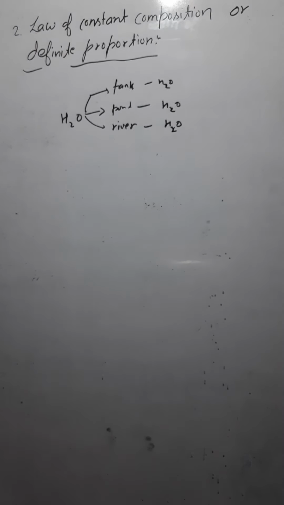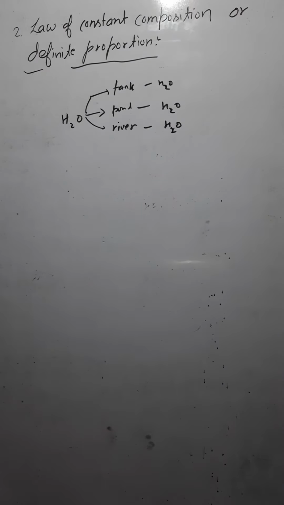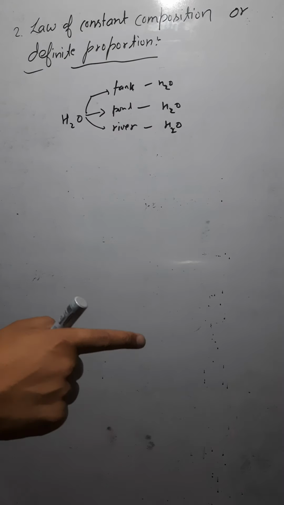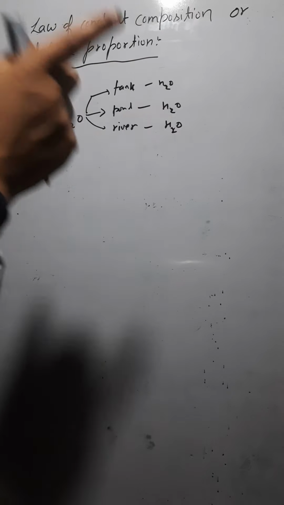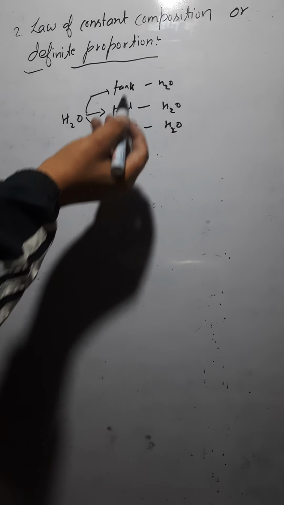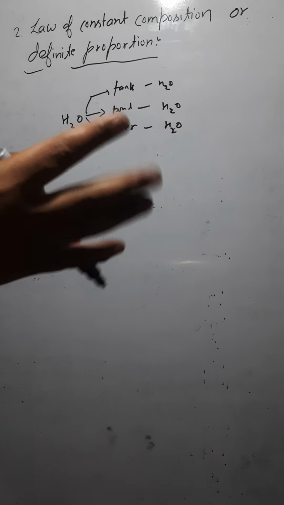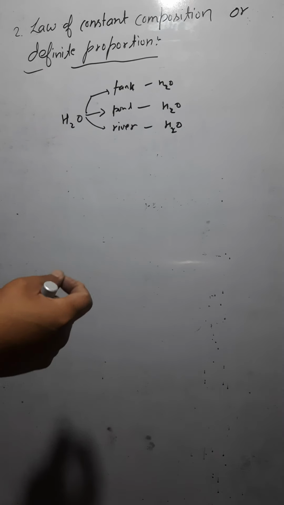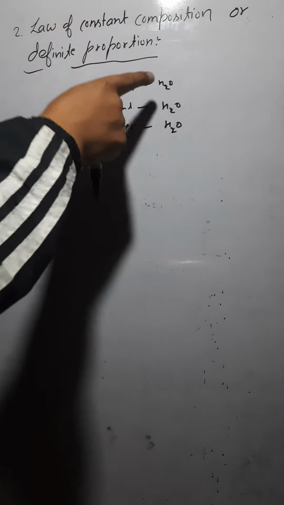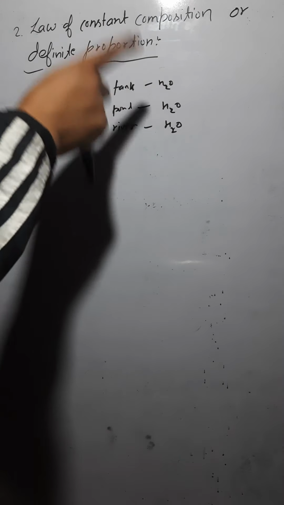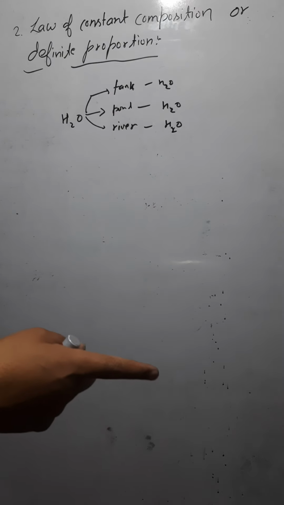Everywhere you would find that the elements are combined in a fixed ratio by weight and by volume. You would not find that somewhere you have more hydrogen and somewhere you have less hydrogen. This you would not find. Always the elements are going to combine in a fixed ratio by weight and by volume.